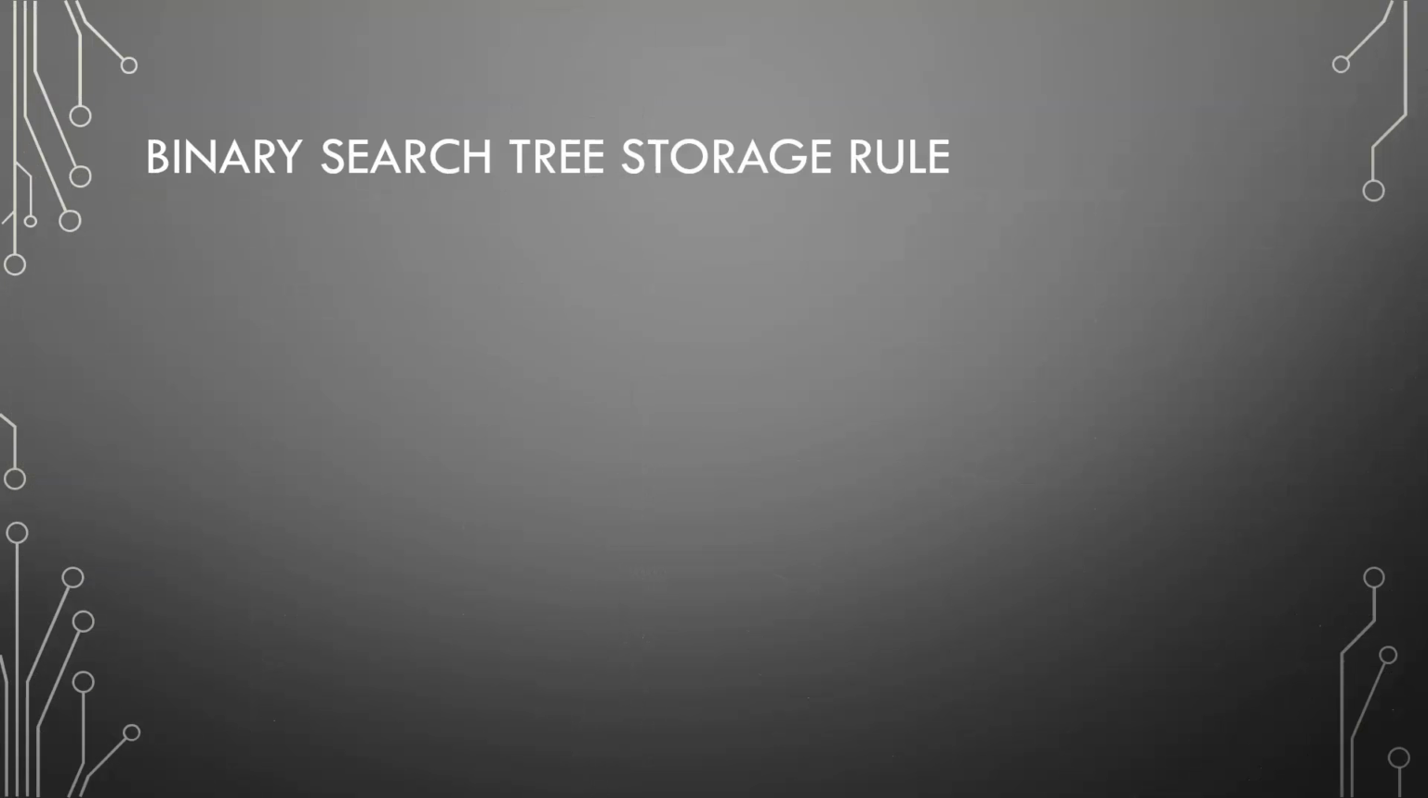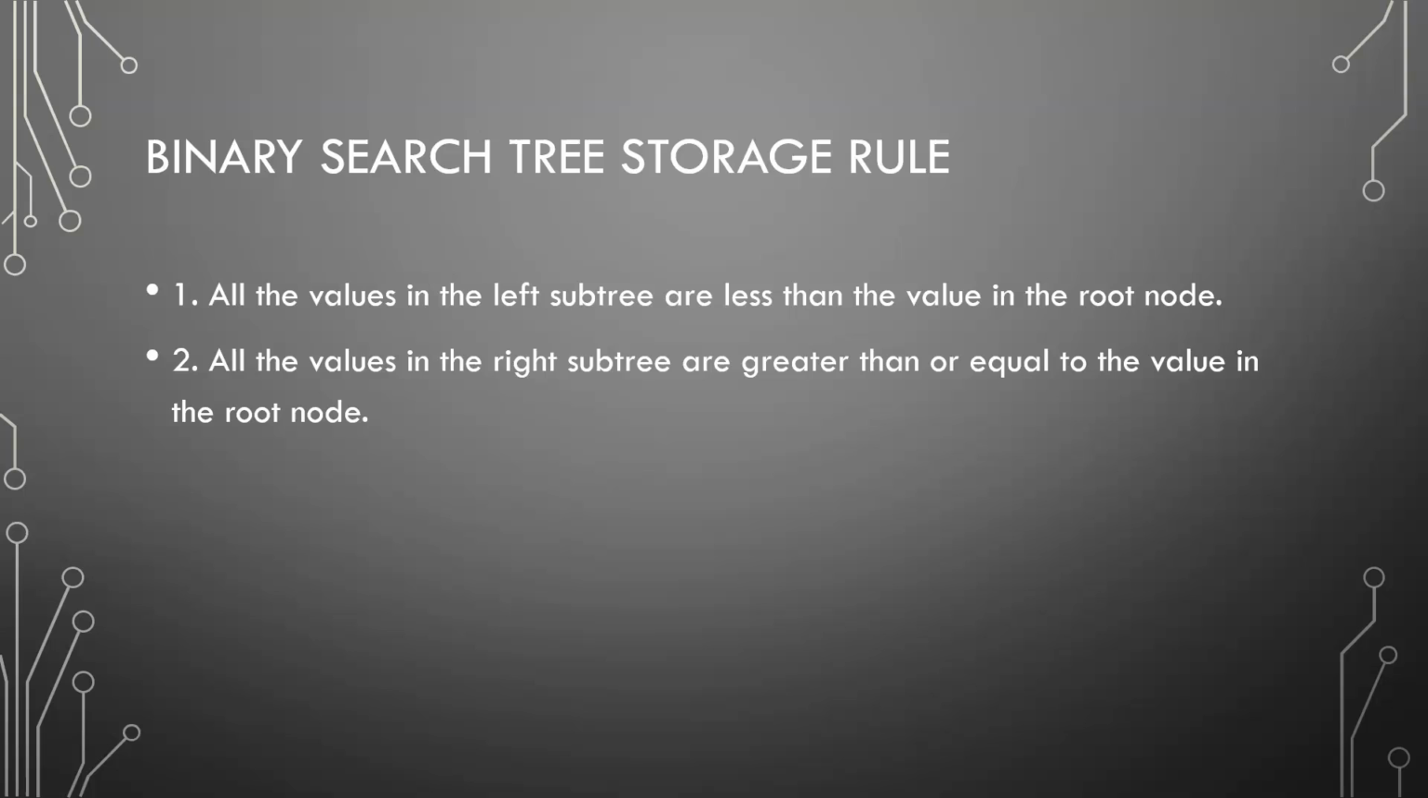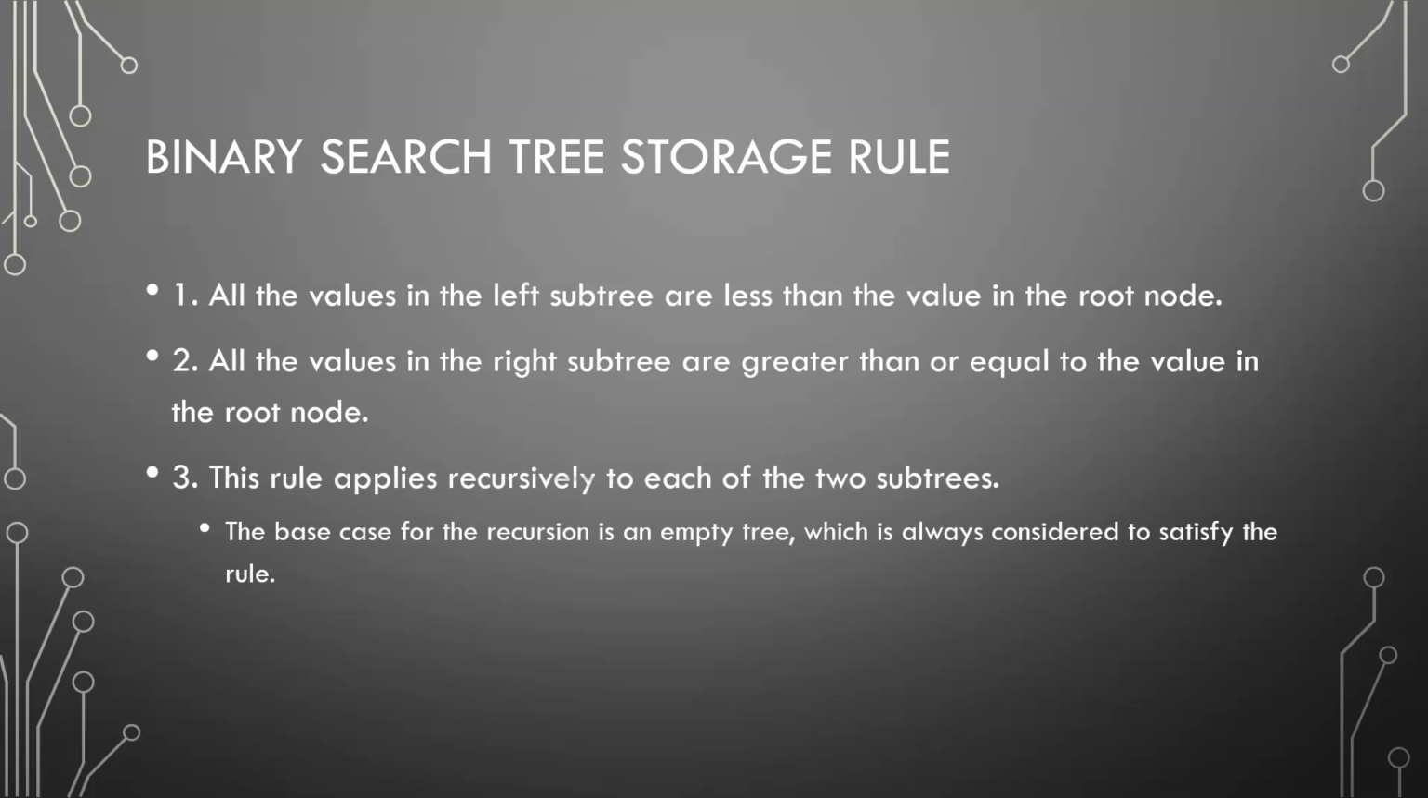All right, so with binary search trees, there is a storage rule. All the values in the left subtree are less than the value in the root node. All the values in the right subtree, therefore, are greater than or equal to the value within the root node. So it's kind of acting as that zero point, the balance point, if you will, between those two pieces. This rule applies recursively to each of the subtrees. The base case for recursion, of course, if you remember, is an empty tree, which is always considered to satisfy this rule. So we don't have to worry about an else case here because if there's an empty tree, there's nothing in it.